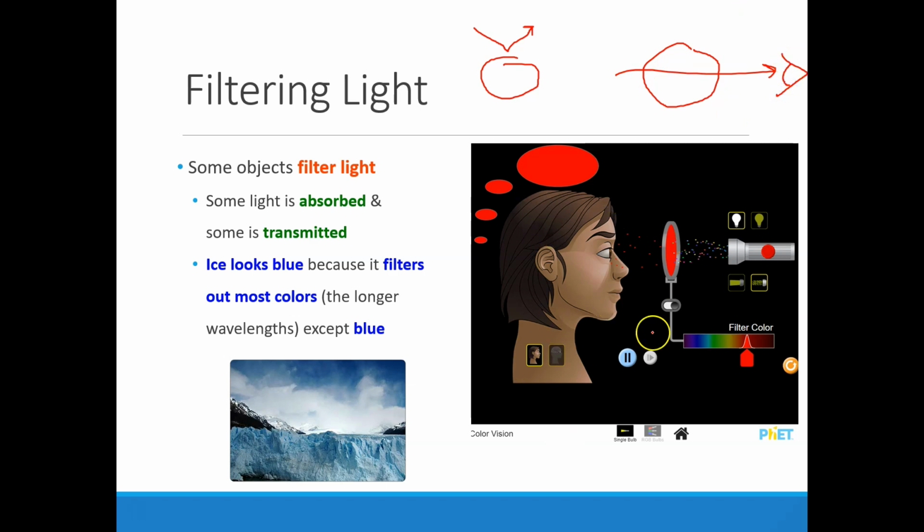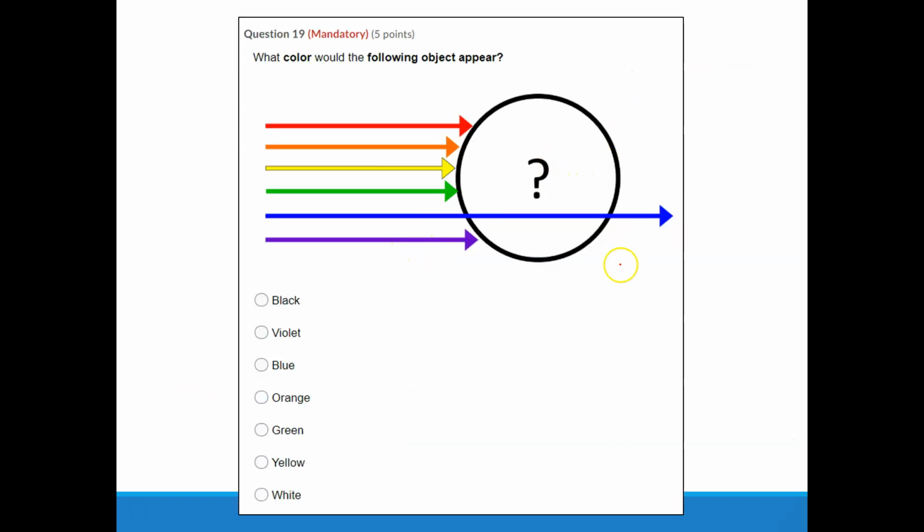And you can see this here, right? We have an object that filters here, and it's filtering out all of the colors. It's absorbing all of the colors except for red, allowing red to get through, which is why this object appears red. It's the same reason ice looks blue, because it filters out all the colors except for blue. Okay, so take a look again at what color is getting through, and that should help you figure out what color this object appears.